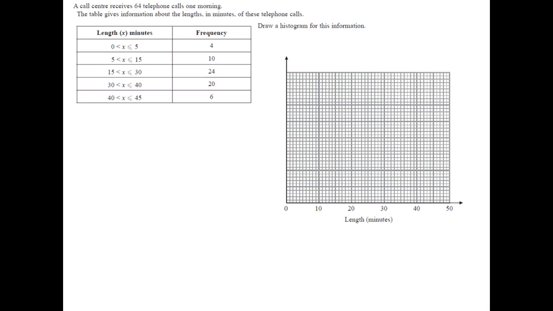Next one. A call center receives 64 calls one morning. The table gives information about the length in minutes of these telephone calls. What did I tell you about the extra columns? Let's whack in a class width and a frequency density, because then we can multiply the two and get the answer of frequency. So class width 0 to 5 is 5, 5 to 15 is 10, 15 to 30 is 15, 30 to 40 is 10, 40 to 45 is 5.